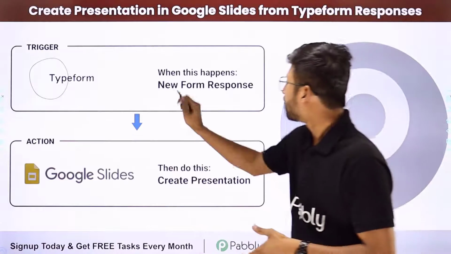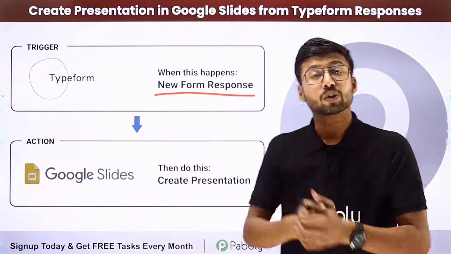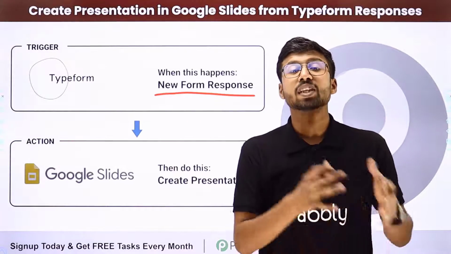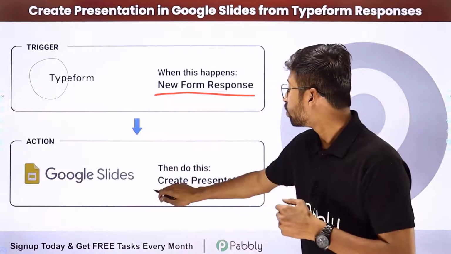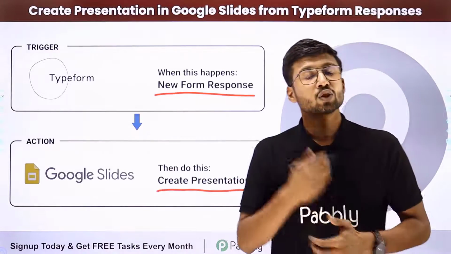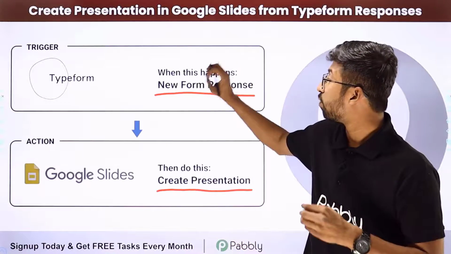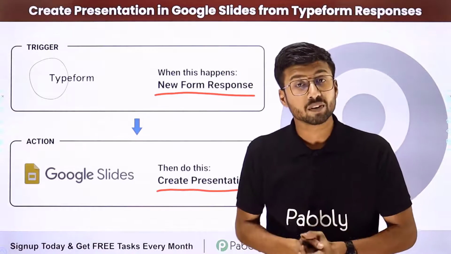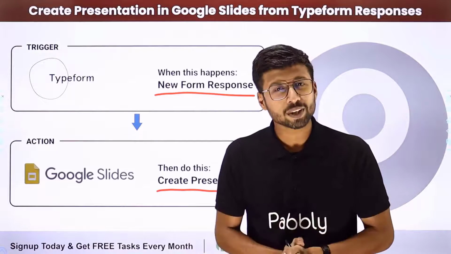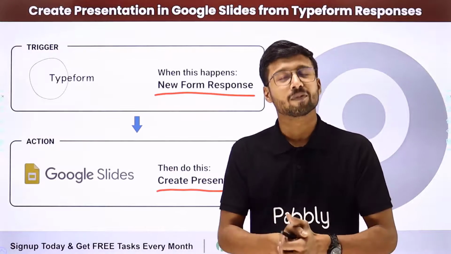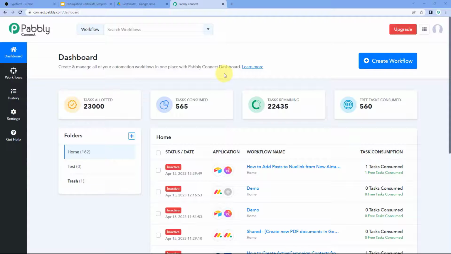And in this automation, whenever we are going to receive a new form response in Typeform, automatically with the same details, we are going to create a new presentation in Google Slides. So in Google Slides, we already have a template, and in that template, we are going to put in the form responses which we are going to receive from Typeforms. So if you want to know how you can set up this automation, you just have to come with me to my screen. So as you can see, here we are on Pabbly Connect's dashboard.